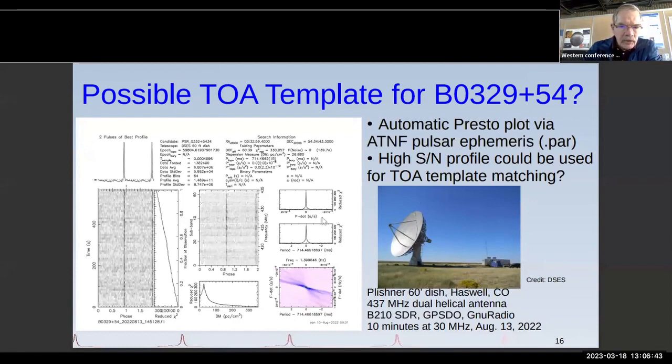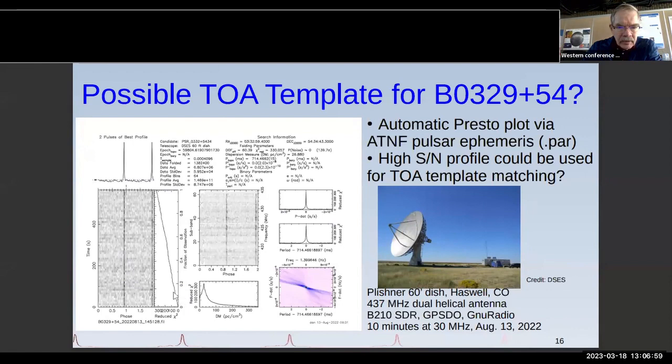And the Presto, this is the standard Presto plot. You'll see here a very strong pulse. This is the time and phase plot. This is a 10-minute collect, so it's 600 seconds. The pulse stands out very good, nice and continuous.